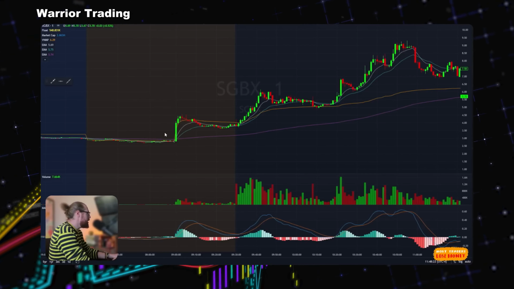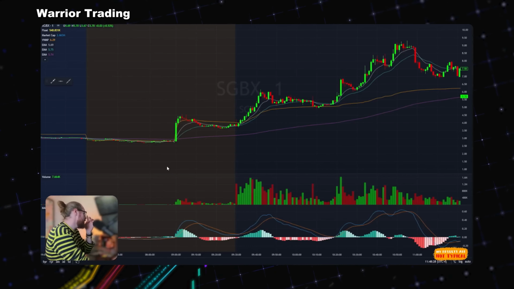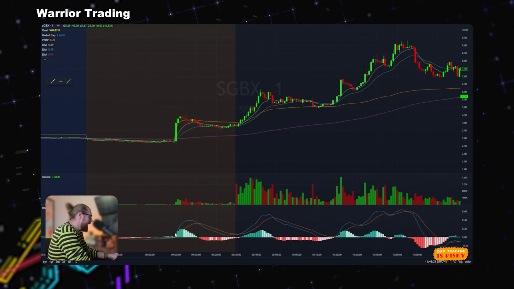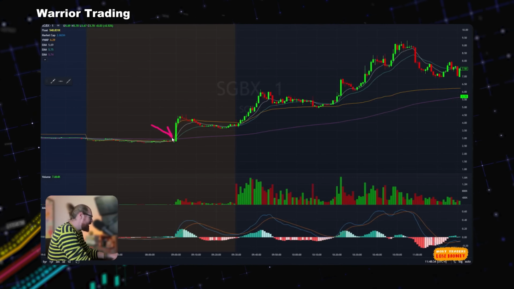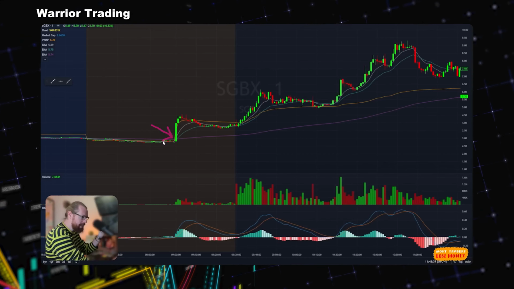So this is, again, let's see, SGBX. This is a 1 minute chart of a stock that I traded just yesterday. I actually made $5,000 on it. This was a pretty nice move, and it began right here at 9 a.m. with breaking news that came out. So we have breaking news that comes out top of the hour.